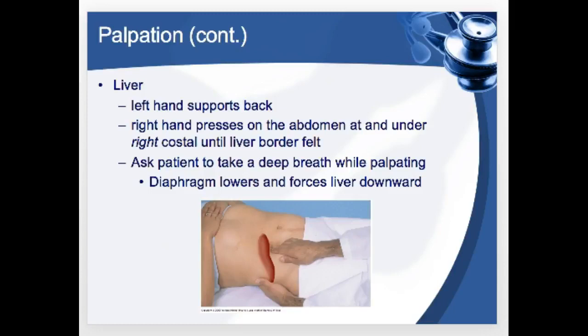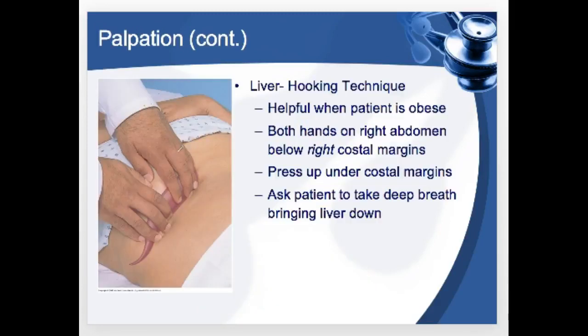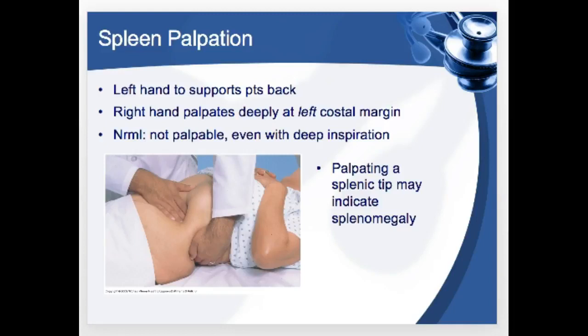You can ask the patient to take a deep breath while you're palpating, and as the diaphragm lowers, that forces down the abdominal contents, and the liver can come down a little bit, and you might feel the border a little better. If there's increased musculature or obesity or extra tissue, you can do what's called a hooking technique, where you use both hands on the right quadrant and stand up by the patient's shoulder, and then you hook your fingers underneath the costal margins and up to feel the liver. And you can again ask them to take a deep breath, and that can bring the liver down.